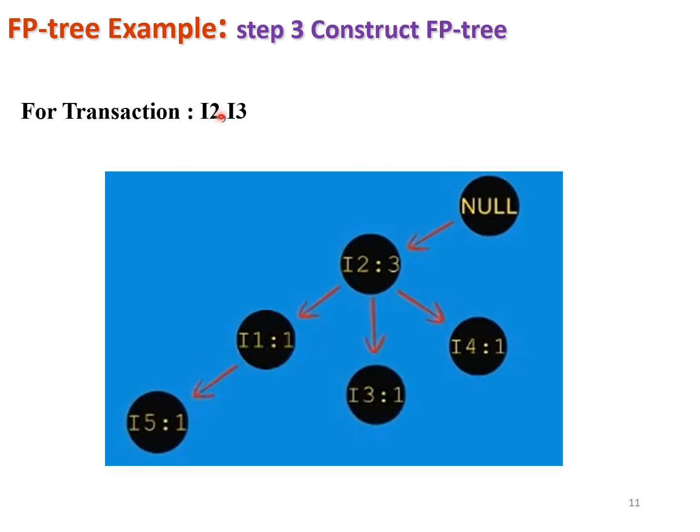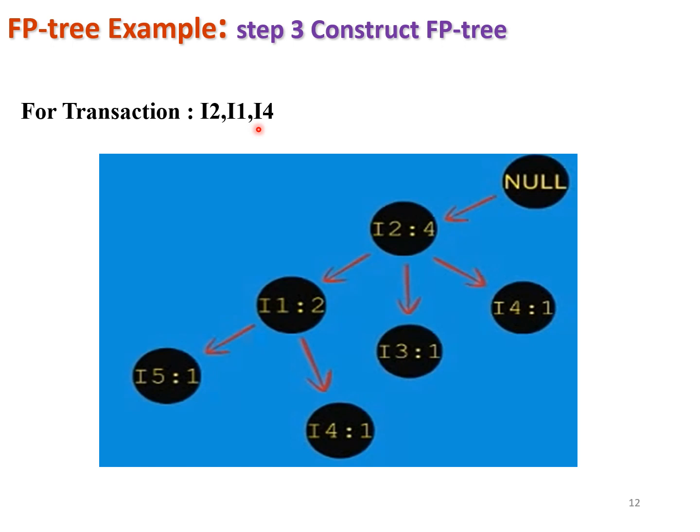Transaction 3, we also have I2, I3. This means that we will come to I2 and then I2 will become 3 because this is the third time that I2 appears. And then I3, we will create a specific path for I3, so it's I3 and I1 and 1.